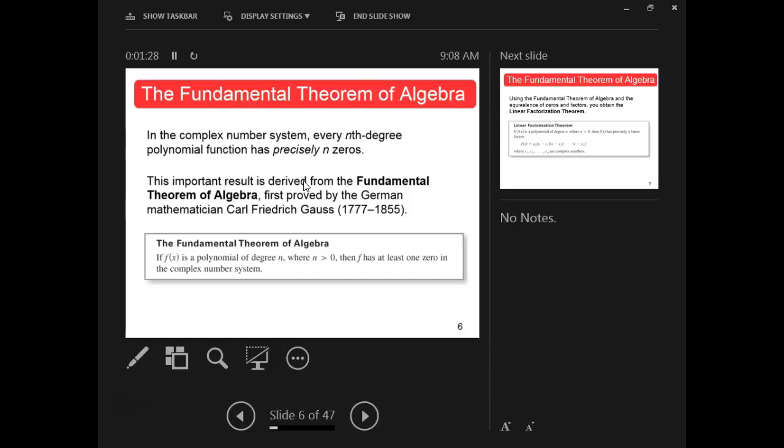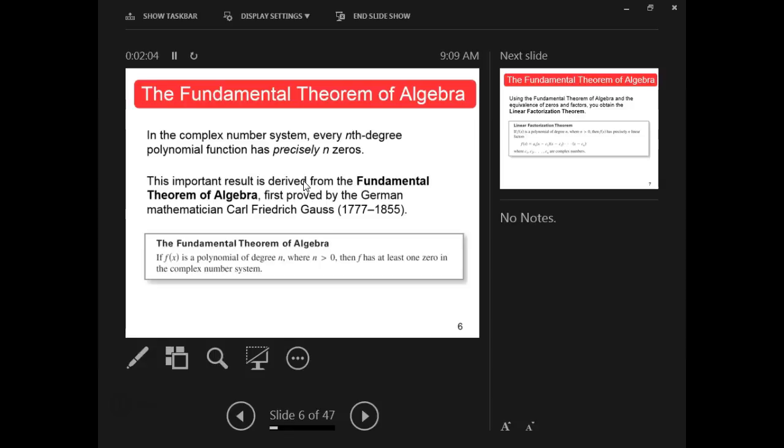Now, how is that different from what we're talking about in real zeros? It's just saying how many zeros you can have, and you can have up to that level, right? If you have a 5th degree polynomial, you can have up to 5 roots. You may not have 5, but you can have up to 5. Once you have 5, you can't have any more. In the complex system, you have exactly n zeros, or n roots.